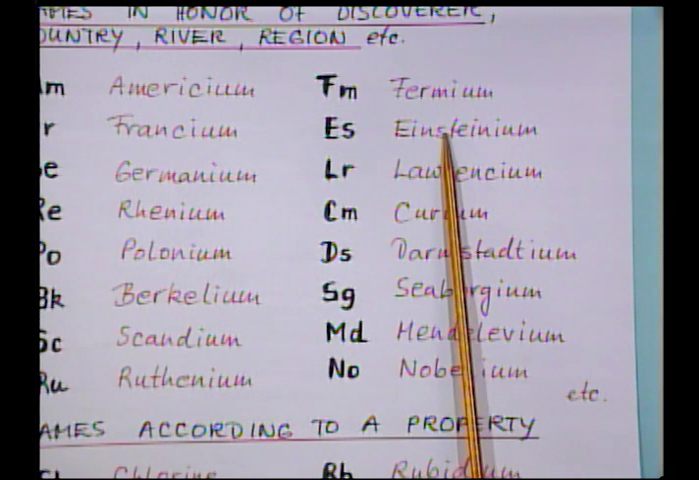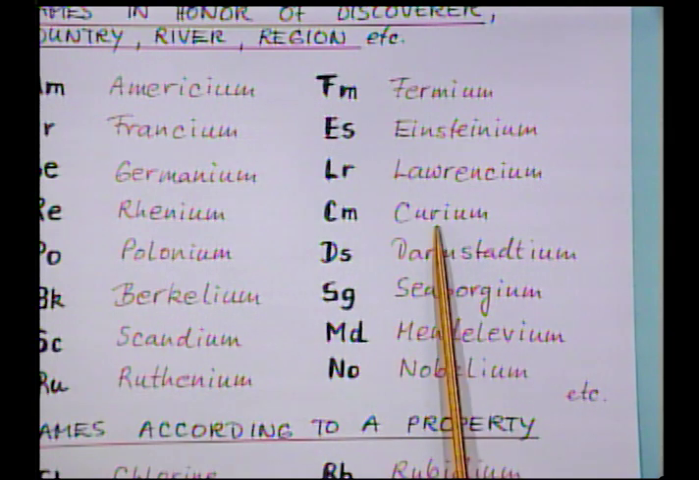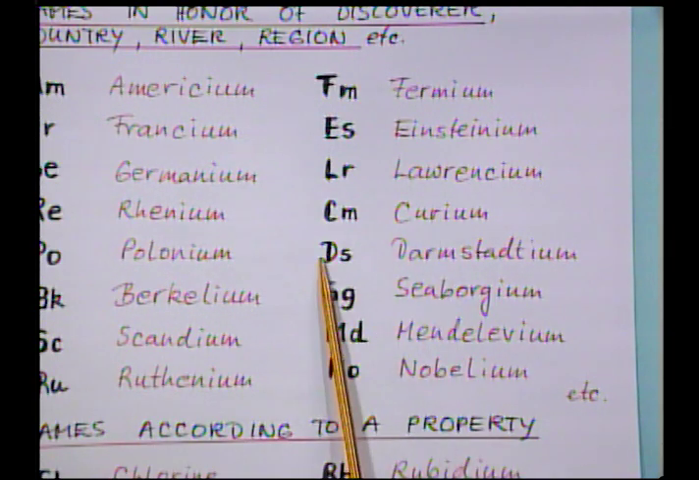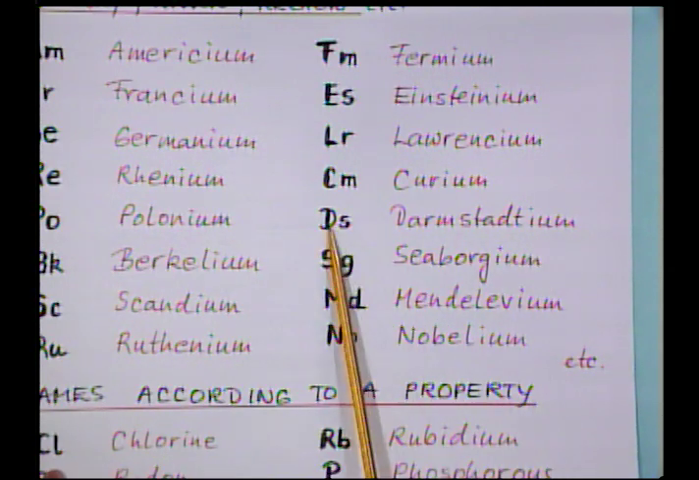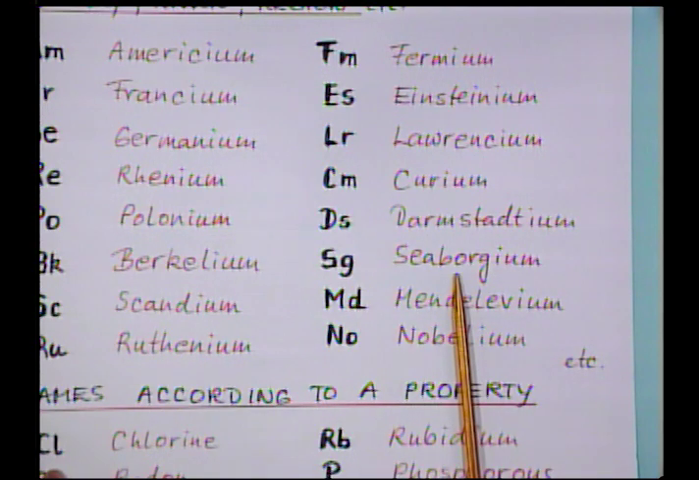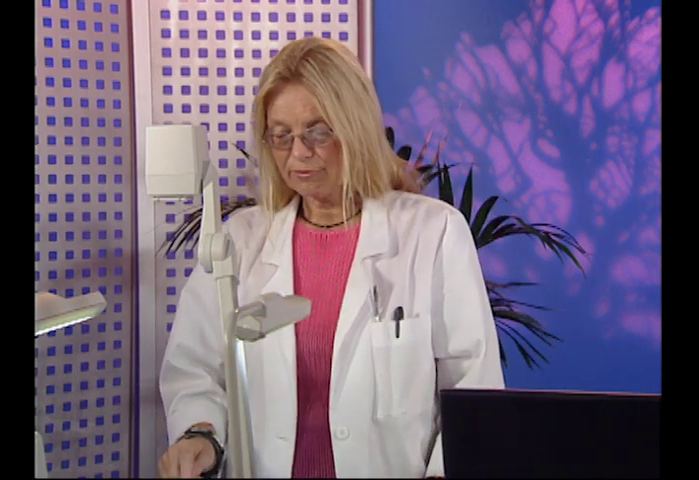Fermium, so we also have names that honor a certain scientist, like Fermium is in honor of Fermi. Einsteinium, I don't have to explain that one. Lawrencium, Lawrence. Curium, Madame Curie and her husband. Darmstadtium, after a town in Germany. Seaborgium, a very famous scientist. Mendelevium, Mendeleev, remember the important scientist of Russia that was instrumental in developing the periodic table.